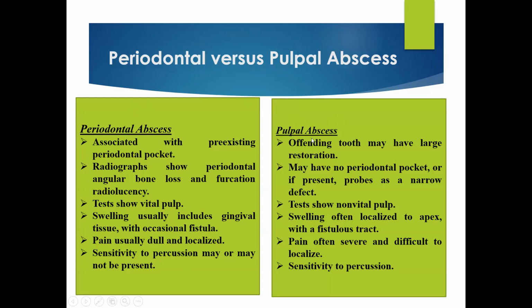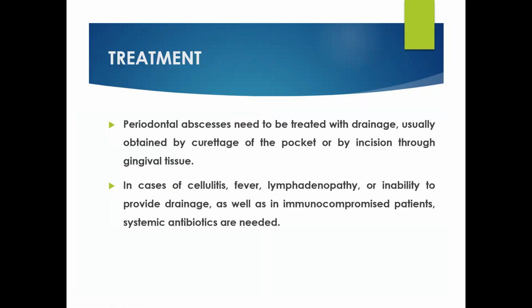However, with pulpal abscess or periapical abscess, the offending tooth will have a large restoration, no periodontal pocket, no probing depth. The tooth is non-vital, swelling is usually at the apex with a fistulous tract, and patients often have severe pain that is difficult to localize, with sensitivity to percussion.